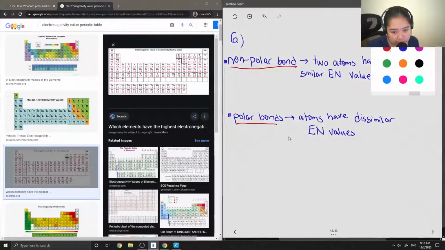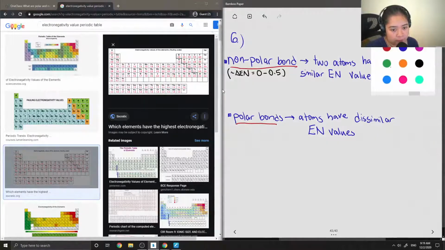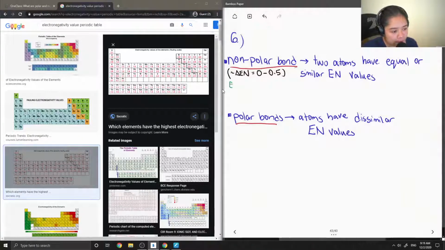Okay, so I'll have some examples for a nonpolar bond. So nonpolar bonds generally have an electronegativity difference that is equal to 0 to 0.5. So let's say we had a diatomic molecule such as N2.